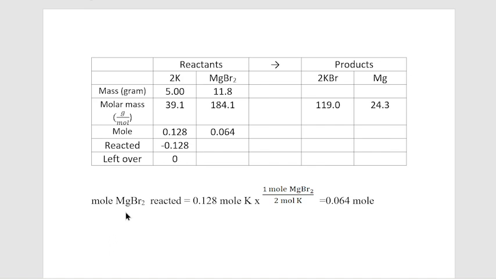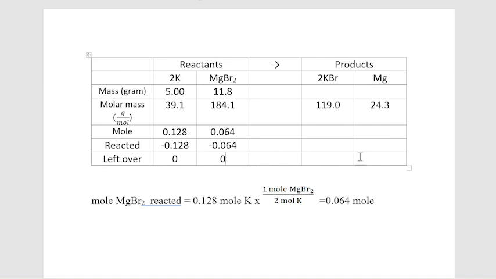And this equation would be moles of magnesium bromide reacted is equal to the moles of potassium that's available, or that reacts, times 1 mole of magnesium bromide, because there's one of those, to 2 moles of potassium, is equal to 0.064 moles of the magnesium bromide. And we'll put this in the box, 0.064, and this is all going to be used up in the reaction, so there'll be 0 left over. And because we have both as 0 left over, there is no unreacted material.